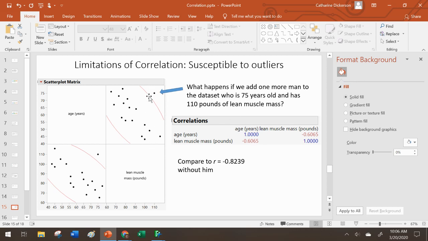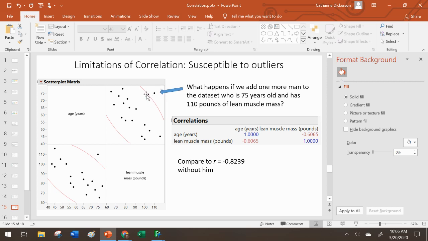So if we include this person, the correlation coefficient drops rather dramatically to negative 0.6065. And compare that to the negative 0.8239 you should have got with the real muscle data set without that outlier. So notice that's a pretty big drop, and that's just due to one person. So that's another thing to watch out for. If you're using correlation, it is pretty heavily influenced by outliers.